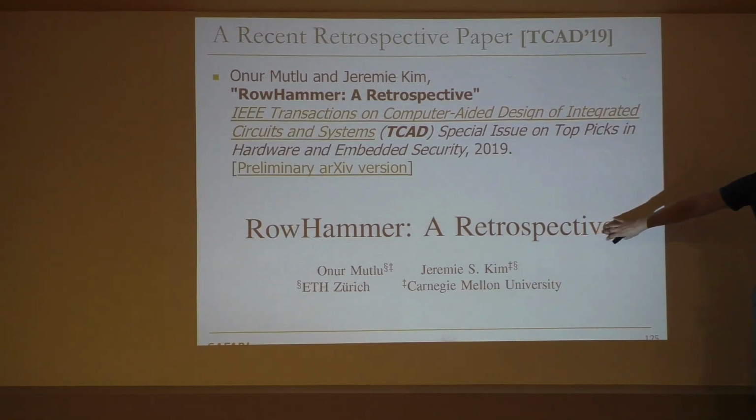This is a paper that we wrote 5 years after the RowHammer paper. It was invited to a special issue on hardware and embedded security. Basically, we covered all of the research that was done on RowHammer, just one particular aspect of scaling, in the last 5 years or so, and there's a lot of interesting research, I think. You can see circuit level, device level, architecture level, security level, and system software level research.